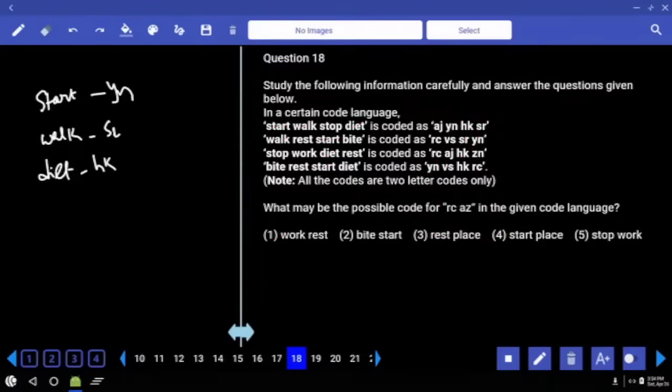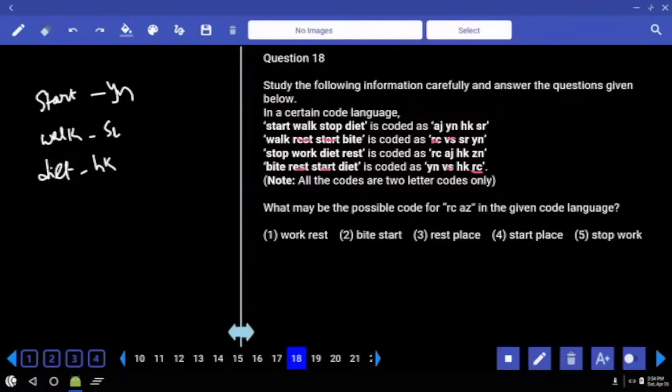And RC and AZ. Now RC, is it given here? Yes, and RC is here as well. Now VS is also common. RC and VS are the 2 elements that are common. And what are the 2 elements that are common? Start is one. And what is the next one we have? Rest. Start and rest.